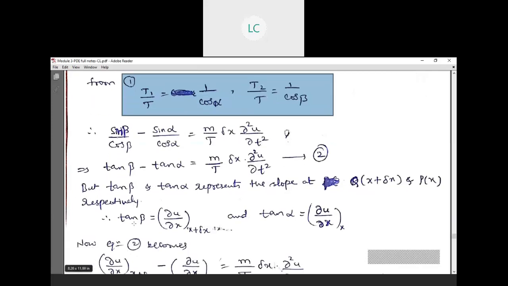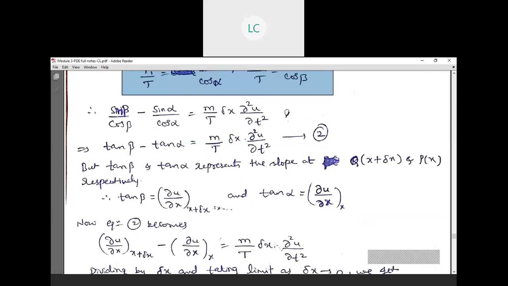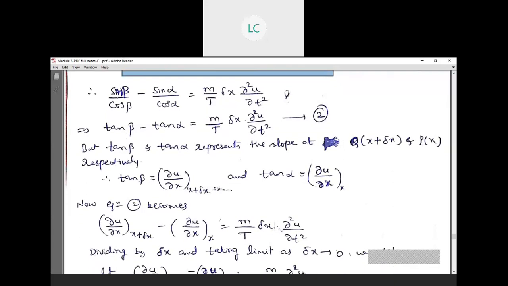See, now tan alpha and tan beta represent the slope. Tan represents slope, right? Tan theta, here in place of theta we have beta and alpha, at x plus delta x and at x. This is according to our graph. So that's why we can write tan beta, the angle at x plus delta x, that is dou u by dou x at x plus delta x, and tan alpha is dou u by dou x at x. Now you just replace the tan alpha and tan beta values in equation 2. We'll get this equation.